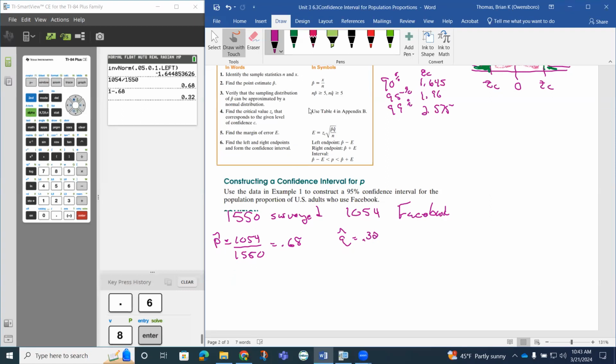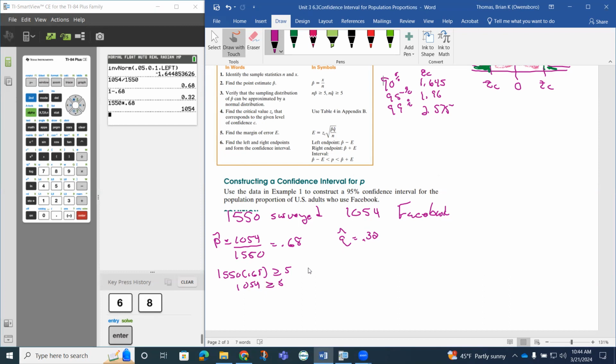Now, something else we have to verify is, is n p hat greater than or equal to 5? So if we go 1,550 times this 0.68, that's got to be greater than or equal to 5. That clearly looks like it will be, but we'll go ahead and do that math just to show you. 1,550 times 0.68 is 1054, which makes sense. So that 1054 is greater than or equal to 5.